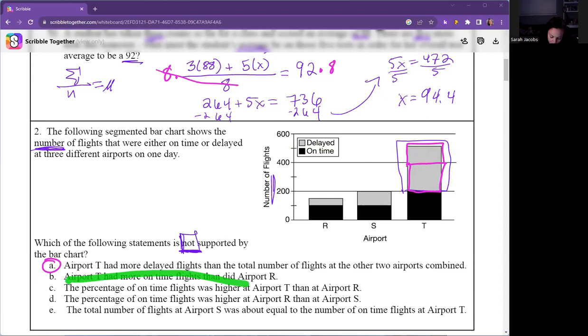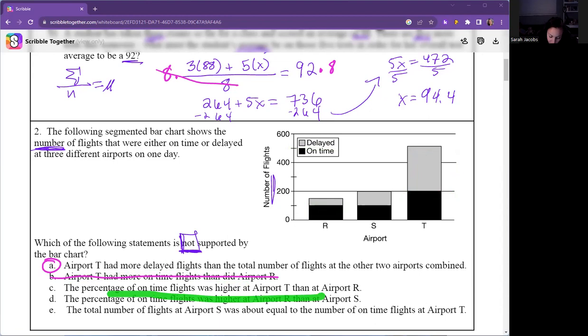B, Airport T had more on-time flights than did Airport R. Well, yeah, the number is definitely higher for Airport T. The number of on-time flights is about 200. The number of on-time flights here is about 100. So that we can definitely cross out. It's not supported.